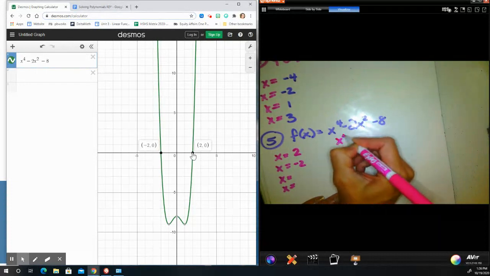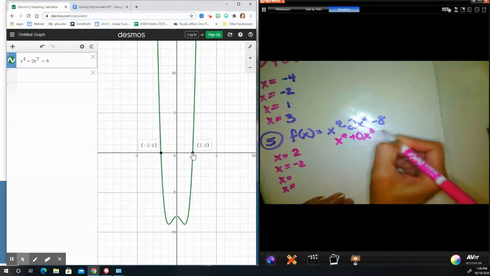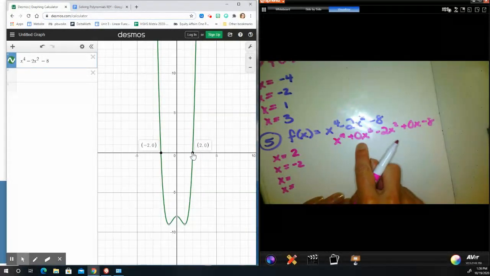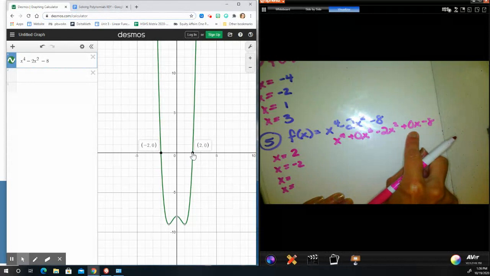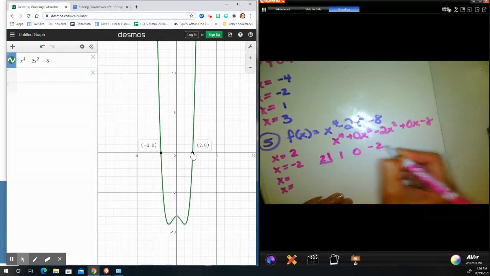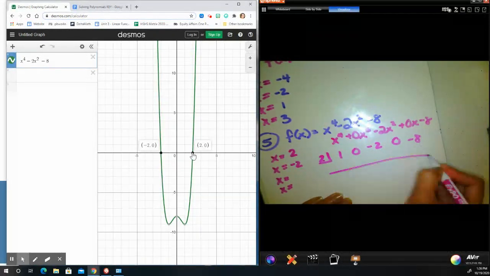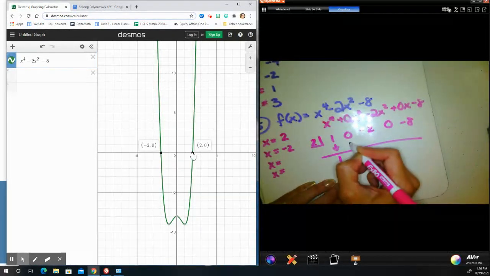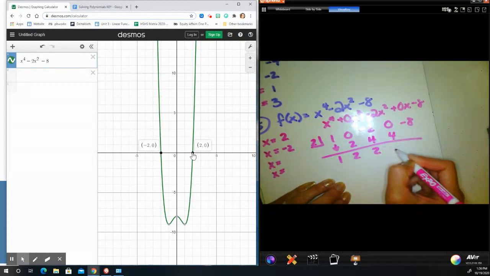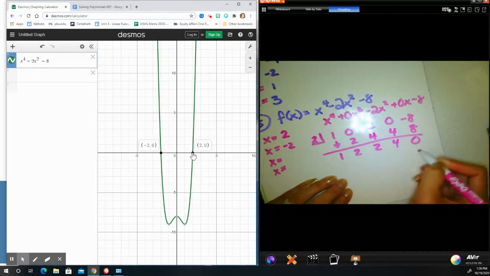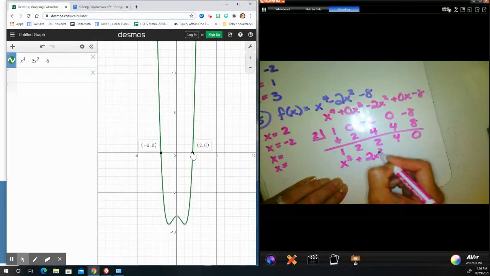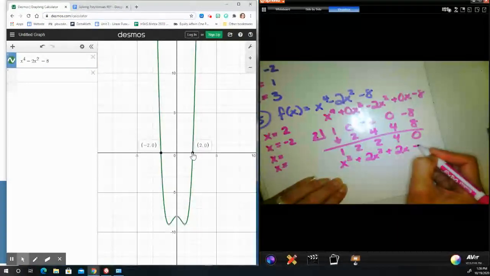So if I want to use synthetic, remember I need to put this in standard form, and every degree needs to be accounted for. So I need a 0 because there's no cubic, and a 0 because there's no linear. Then I put my solution in the box and my coefficients next to it. I'm going to go faster this time just because we've done a couple synthetic division already in this video. So your remainder is 0. I'm at a quartic, so now this answer that I'm getting is going to be a cubic, 1 degree less.